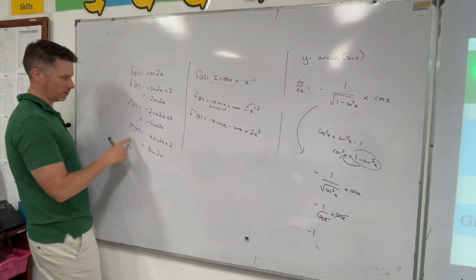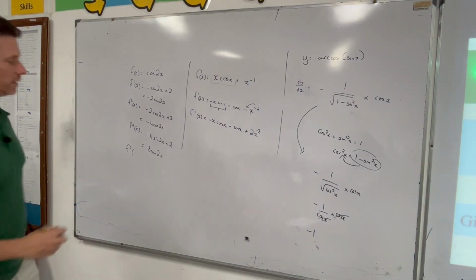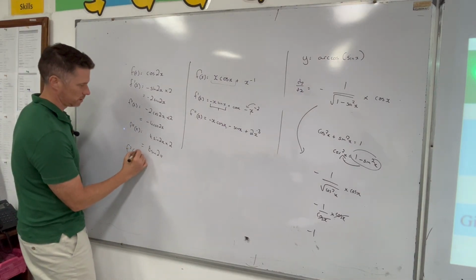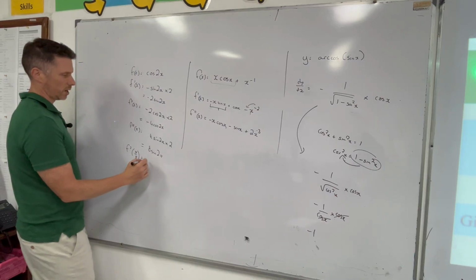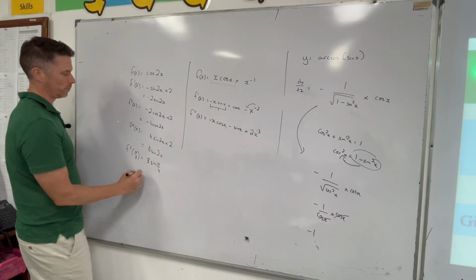So you can write f3 or f with 3 dashes. They want to sub something in. That's pi over 4. It equals what? Well, that's 8 sine pi over 4. What's sine pi over 4? Quick, trig.